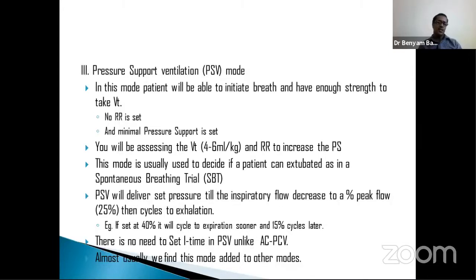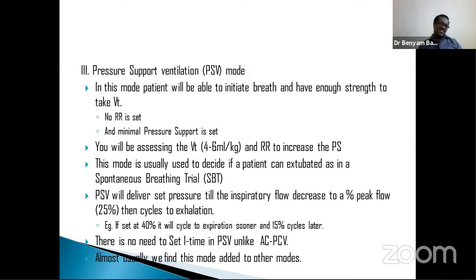So when does the pressure cycle happen? So you'll have inspiration, and as the flow decreases to a certain percent of the peak flow, usually at 25% of the peak flow, then it will cycle to exhalation. So if you set 40% for the cycling of the peak flow, then it will cycle to expiration sooner. So if you say 50%, then you have to wait till the 50% below the peak is achieved, then it will cycle to expiration.